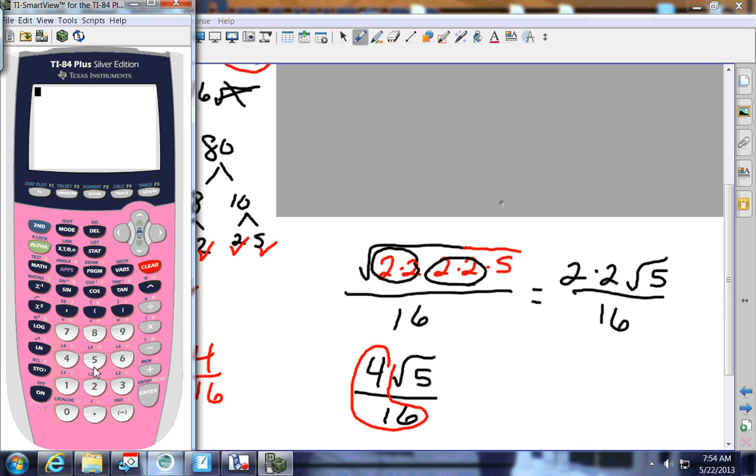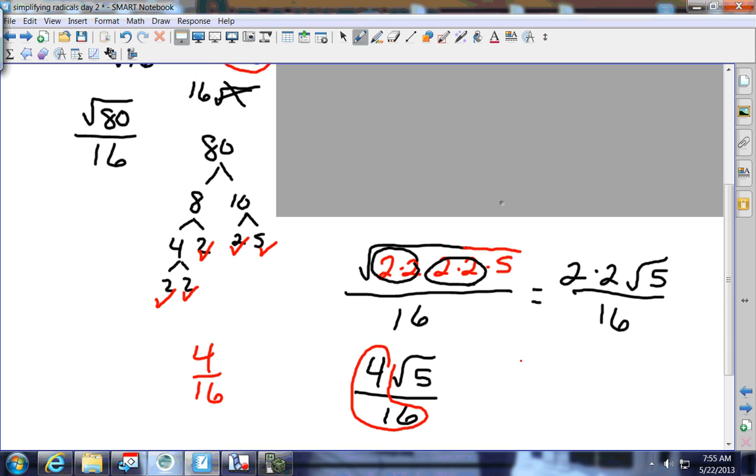Oh, wait, I had all that stuff in there. That was not going to be good. 4 divides 16, math, enter, enter. So this becomes 1/4, yes, because this is a fraction. So it's 1/4 square root of 5, or you would write it square root of 5 over 4. Don't worry, this is all practice. It's step by step. All right, let's try another one.